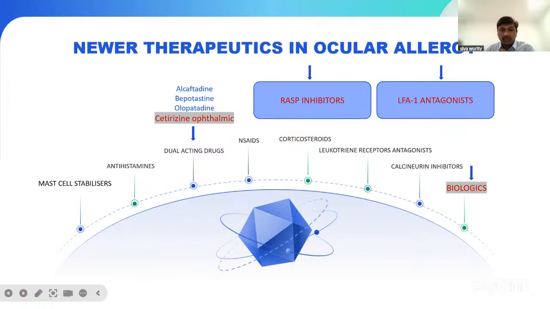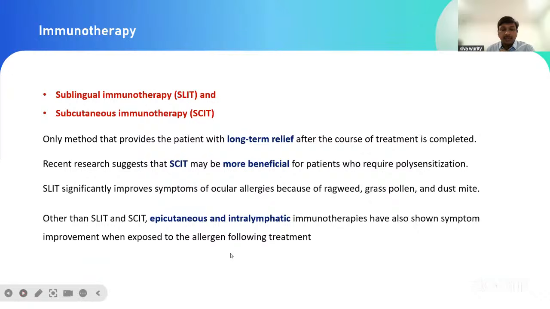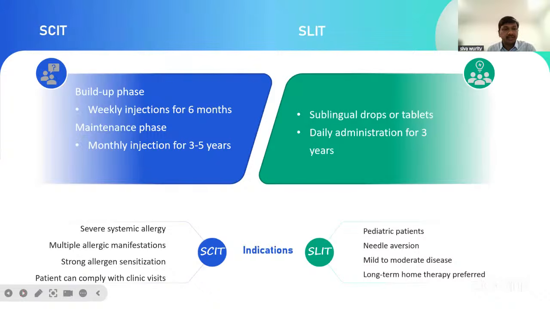Today I will be concentrating on only four types of therapeutics. One is the biologics, the other is LFA1 antagonists and RASP inhibitors, and the most recent one is cetirizine ophthalmic. Before I start with that, I have included immunotherapy, which is sublingual immunotherapy and subcutaneous immunotherapy, both of which are beneficial to patients who are having multiple episodes. I don't know whether we are following this in India or not, but I have never come across weekly injections of either subcutaneous or sublingual immunotherapy given in order to reduce sensitization, with main indications being severe systemic allergies and multiple allergic manifestations.